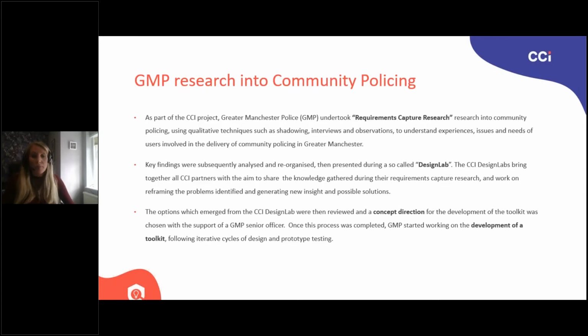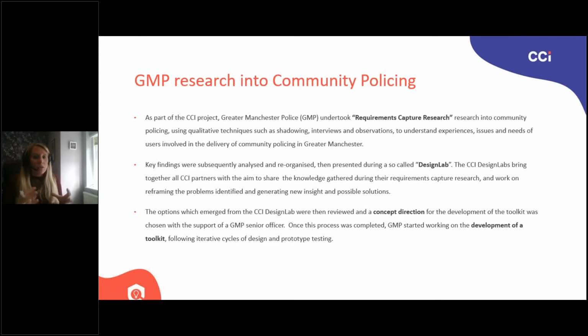So how did GMP use this approach for developing a tool in community policing? The first thing that we did was to undertake what is called requirements capture research. So basically, we used qualitative techniques such as shadowing, observation, and interviews with end users. And with end users, I mean not only frontline officers, but also citizens involved in community policing and key GMP partners, in order to understand how community policing was delivered within Greater Manchester, what the issues were, what was affecting end users, and what their experiences were.